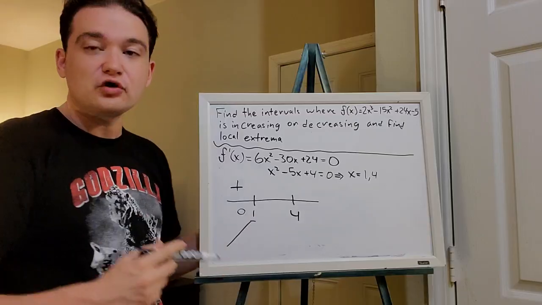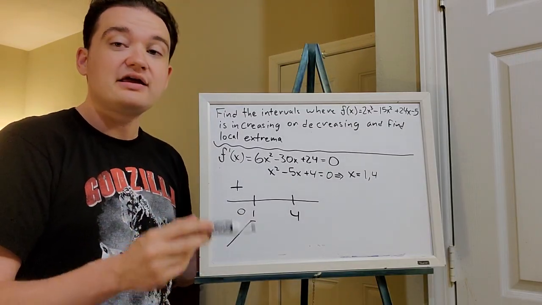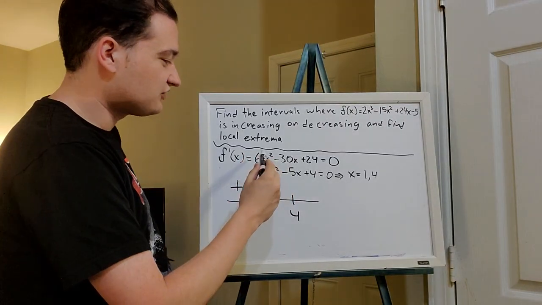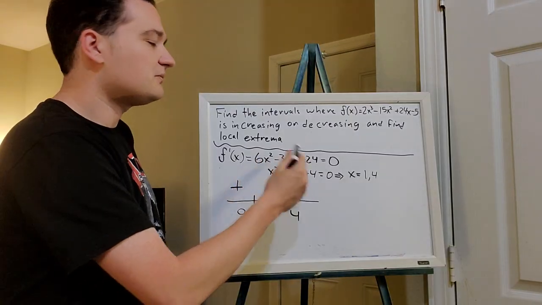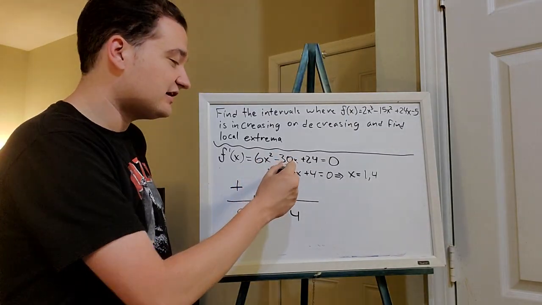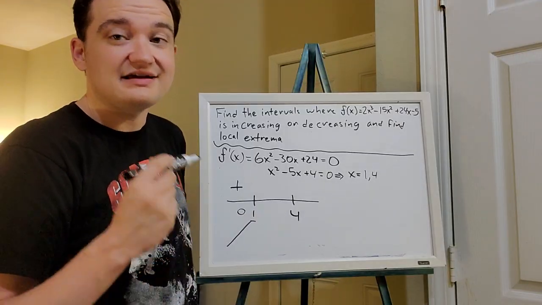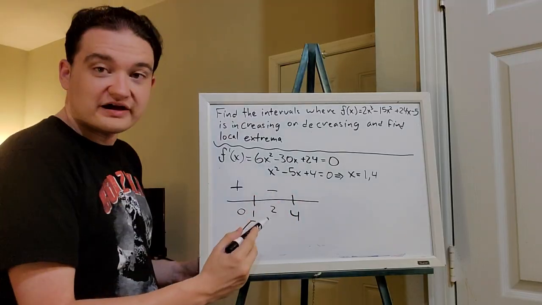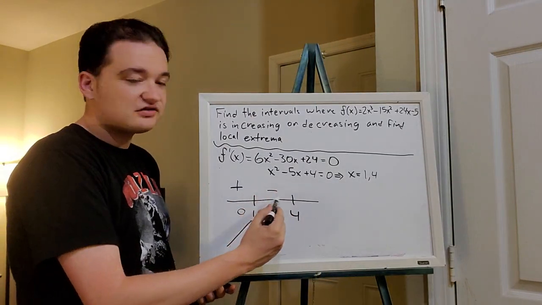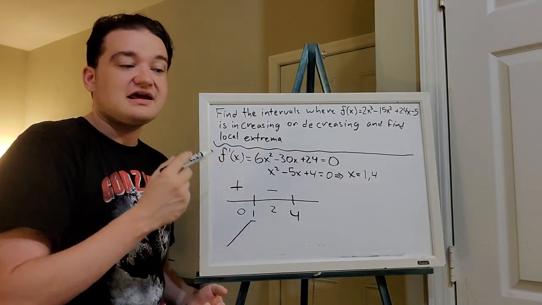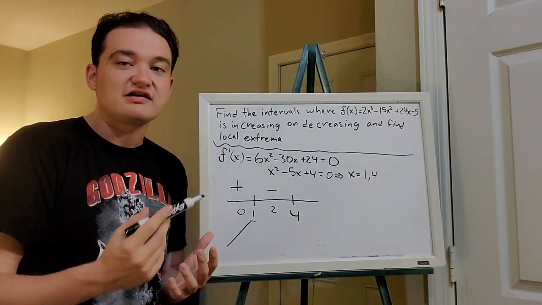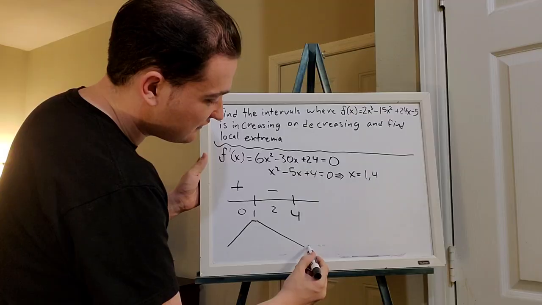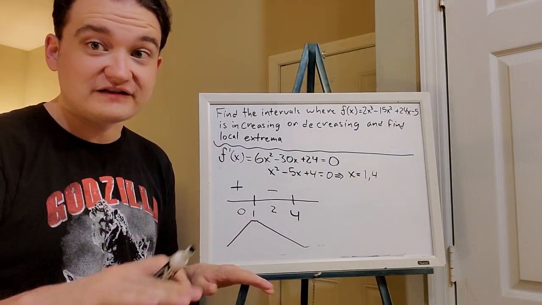What happens between 1 and 4? We pick a number between 1 and 4, and we plug it into the first derivative. Let's say we do 2. Well, 6 times 2 squared is 24, plus 24 is 48. If we plug 2 in here, we get 48 minus 60, that's negative. For all the points between 1 and 4, the slope, the derivative, is negative. Our function is decreasing from 1 to 4. And the derivative equals 0 at 4, so we have a little flat.